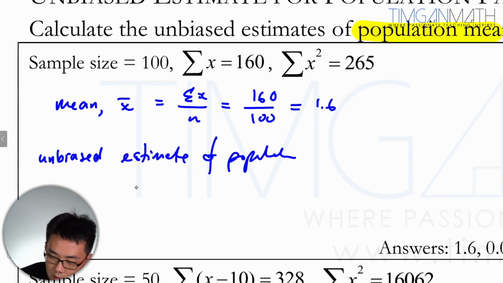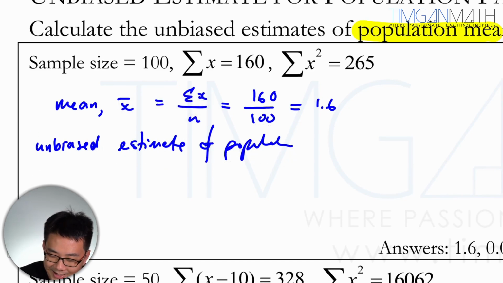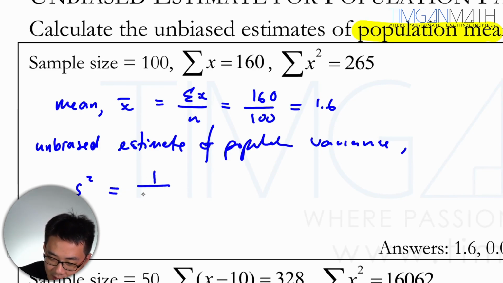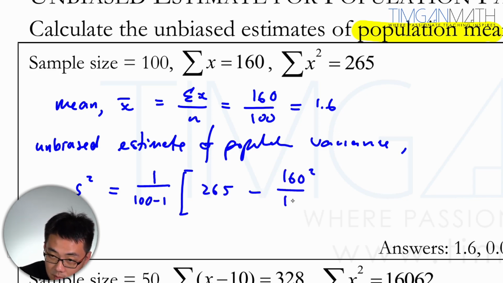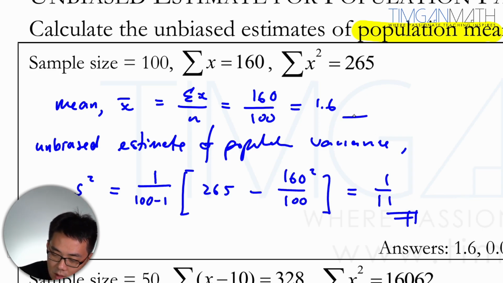variance. You don't need to write lah, but I hate to write the whole thing. That's why it's good to have s squared here. You just need n minus 1, 100 minus 1. This is given in MF26. Just use MF26 to do it. In the calculator, 1 over 11. Quite straightforward.